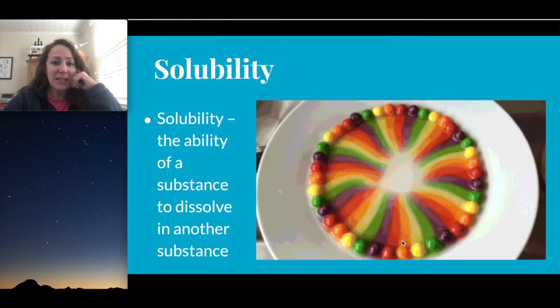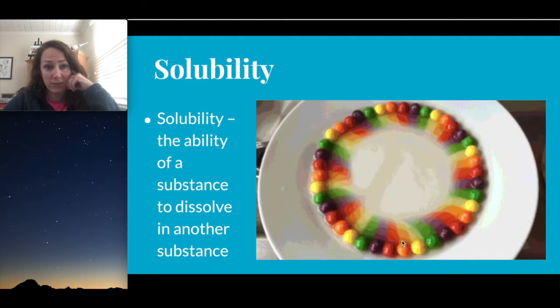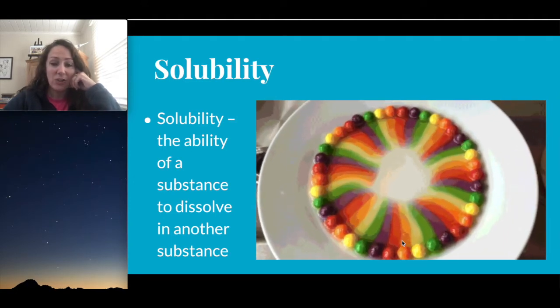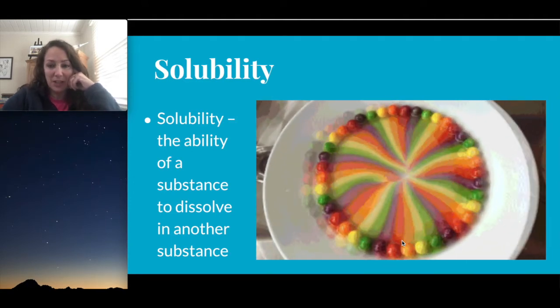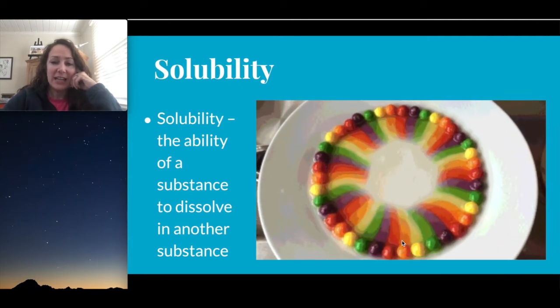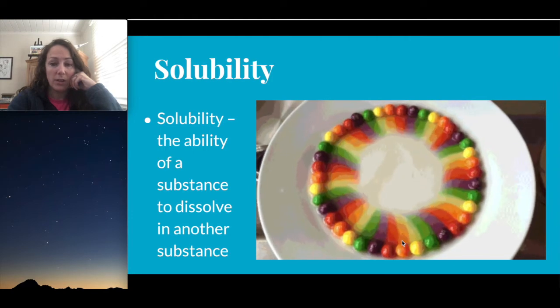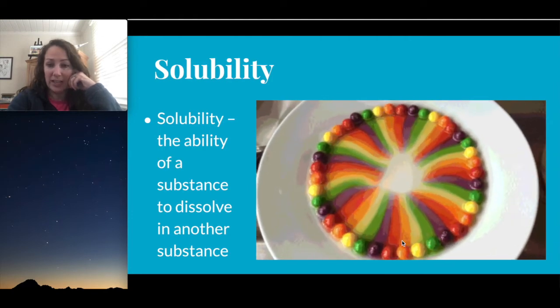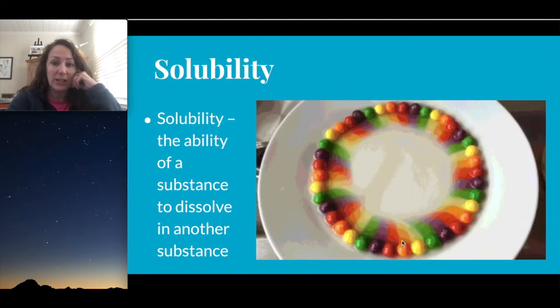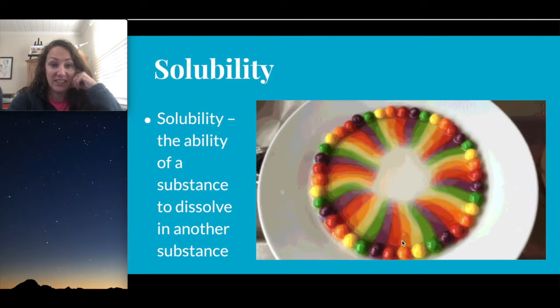Solubility is the ability of a substance to dissolve into another substance. Like these Skittles, this is a fun experiment. You just put some water in there and the Skittle casing will dissolve in that water, okay, which is what's making those colors come out of the Skittles.